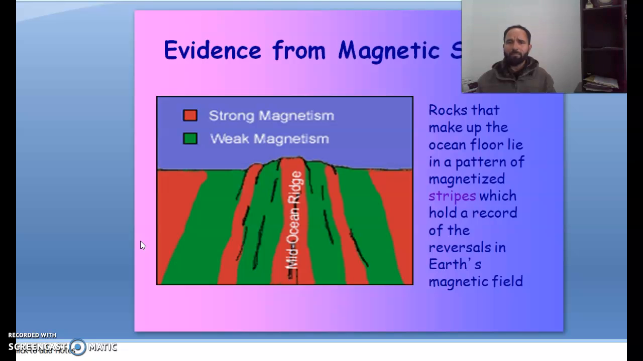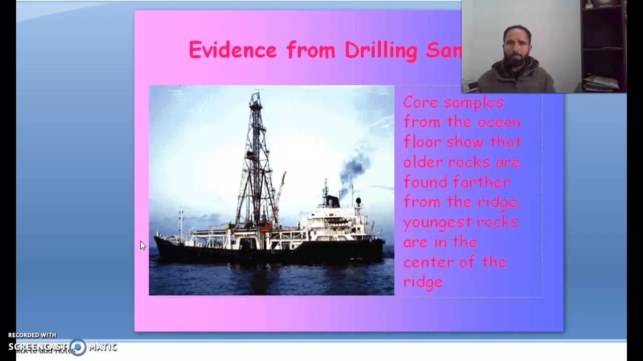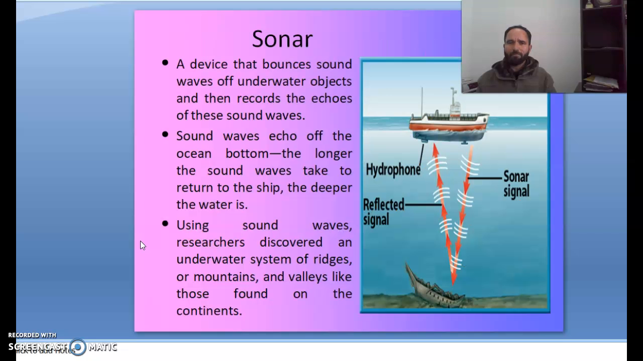Evidence from the magnetic stripes: rocks that make up the oceanic floor lie in a pattern of magnetized stripes, which hold a record of the reversals of Earth's magnetic field. Now the evidence from drilling samples. Core samples from the ocean floor show that older rocks are found further away from the ridge. The youngest rocks are in the center of the ridge.